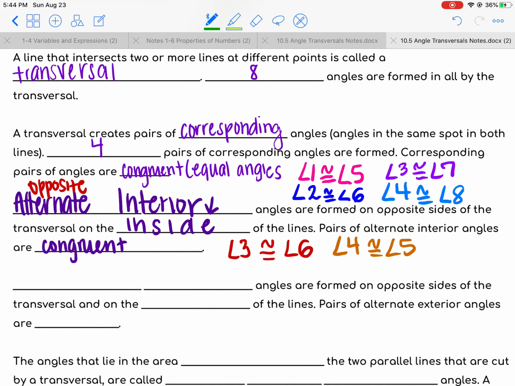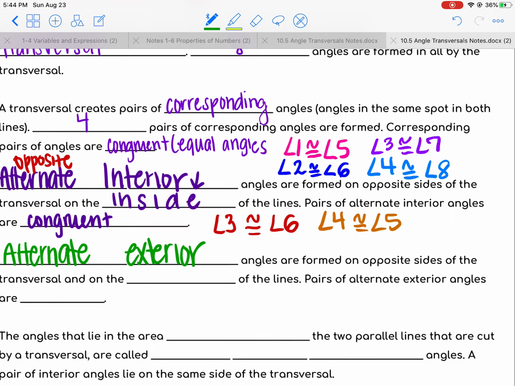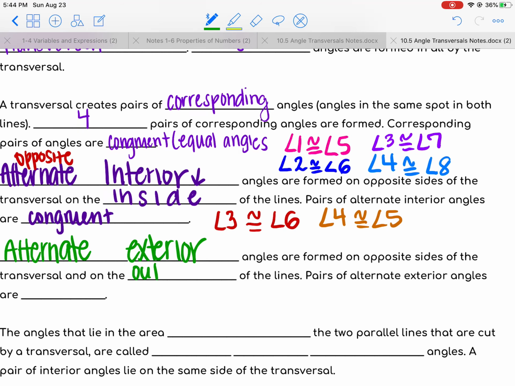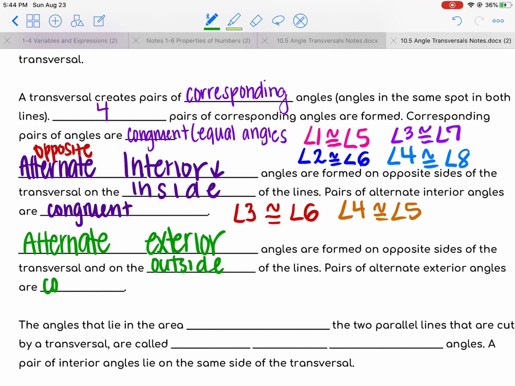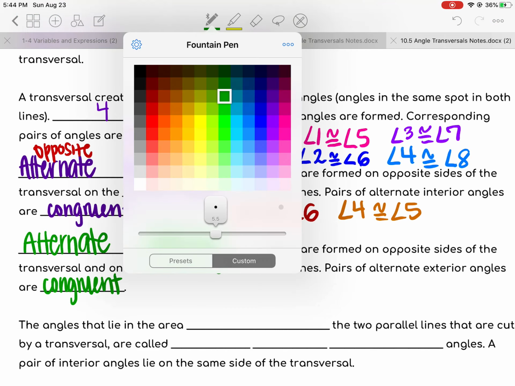Sorry about that. Now, instead of alternate interior angles, you're going to have alternate exterior angles. These are angles that are formed still on the opposite sides of the transversal, but now they are on the outside of your parallel lines. These angles are also congruent, and remember, congruent means they have the same angle measures.